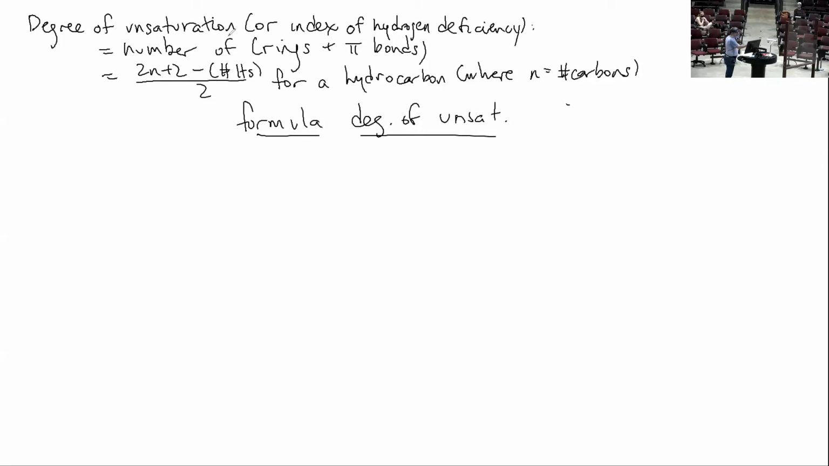But again, this is only going to be for a hydrocarbon. I'll show you pretty soon how I deal with heteroatoms. And again, there's a bigger, uglier formula that includes other atoms in there. And if you want to memorize that, you can, but I like this way better. So n is the number of carbons in the molecule. And you can see how this is going to work.